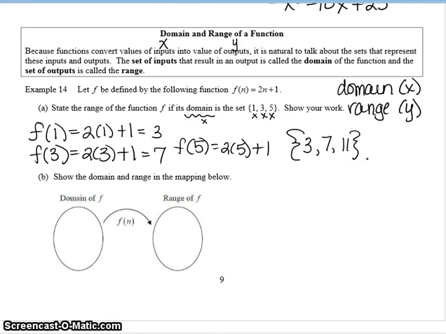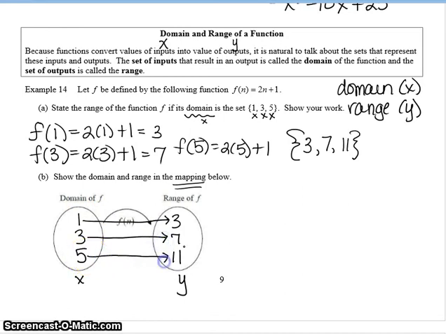Now it says show the domain and range in a mapping. Okay, so mapping means you're drawing them. I usually just keep them in numerical order. So my x values were 1, 3, and 5. My range values were 3, 7, and 11. Now it does say mapping, so 1 maps to 3, 3 maps to 7, 5 maps to 11. And if you guys notice, these also are coordinates on that graph. So if you were to actually graph that linear function 2x plus 1, these would all be coordinates of that graph.